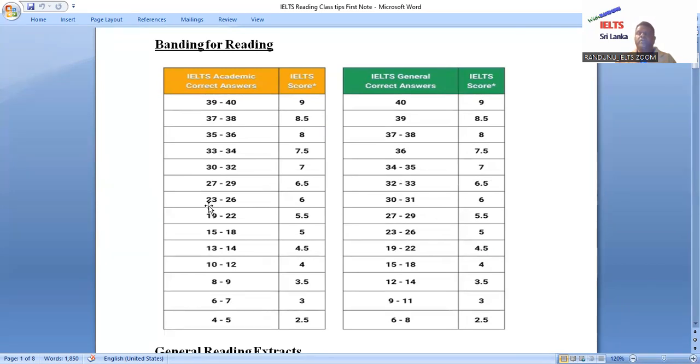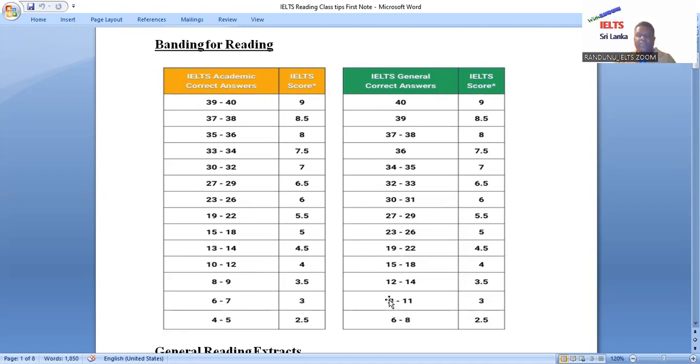So 23, 24, 25, 26, all these come as band 6. If you are doing general, in order to get band 6, you need 30, 31, right? This is the exact one. That time I just told from my memory and it was not correct. This is the exact table, right?